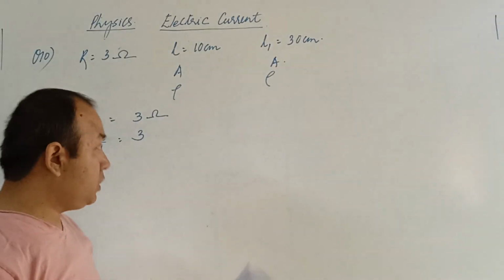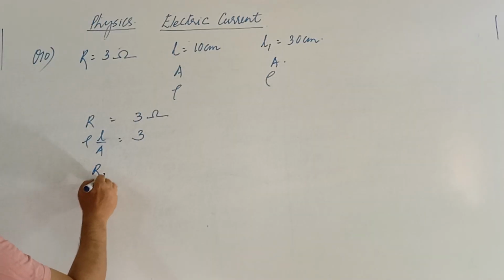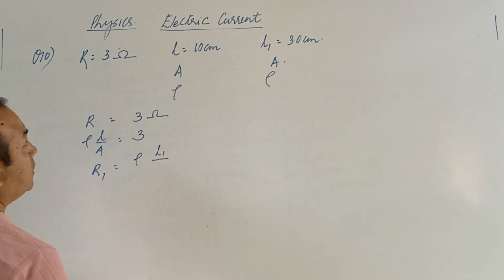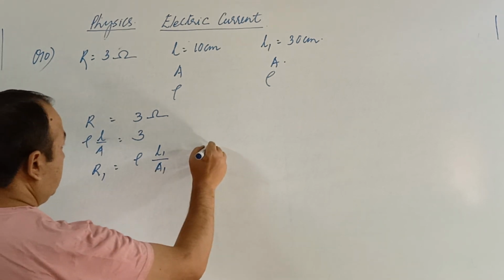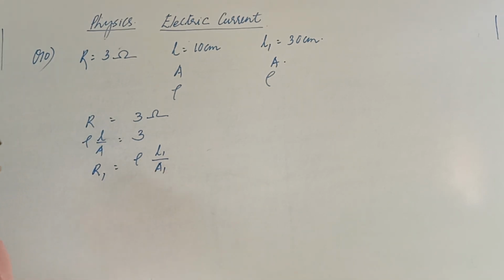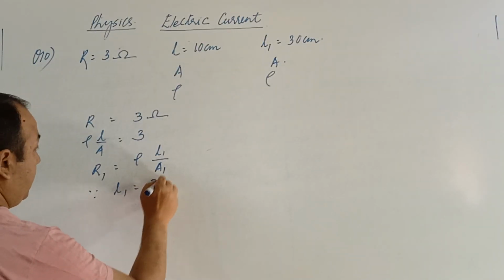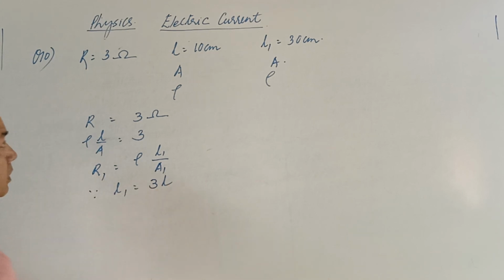So as R is equal to 3 ohm, I can write in place of R, rho L upon A is equal to 3. And then what we need to find is what will be its new resistance. Let us suppose new resistance is R1, which is equal to rho L1 upon A1. Now see, in this case length is increased from 10 to 30, so the length is increased by 3 times. So the new length L1 will be 3 times the previous one.